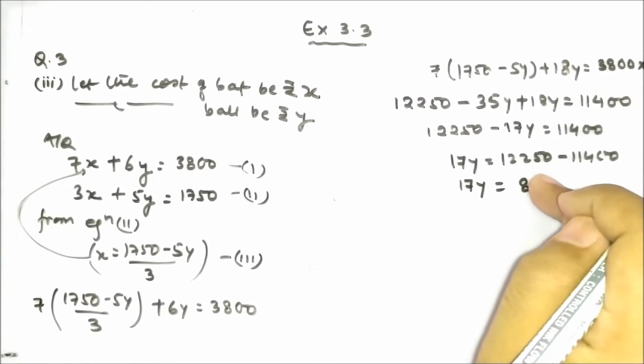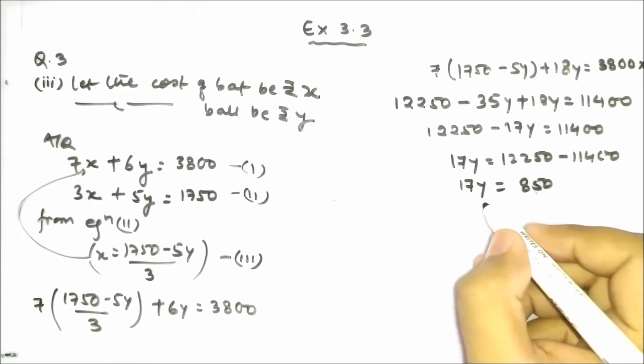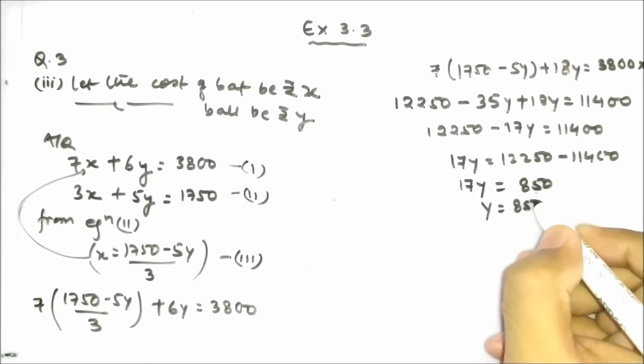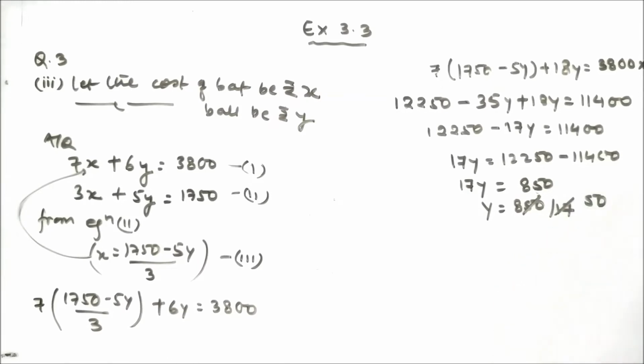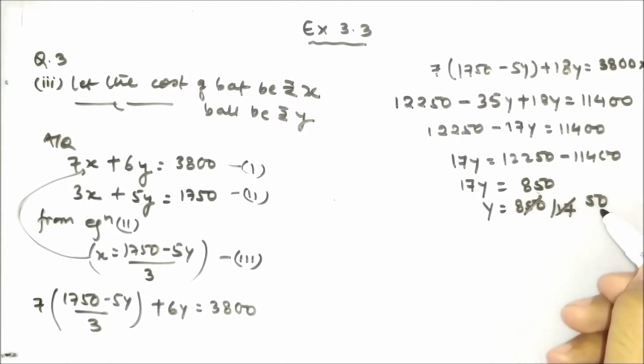Okay, this will be 850. So from here y will be equal to 850 divided by 17. So when you cancel this, you will get the value 50. So the value of y is 50.